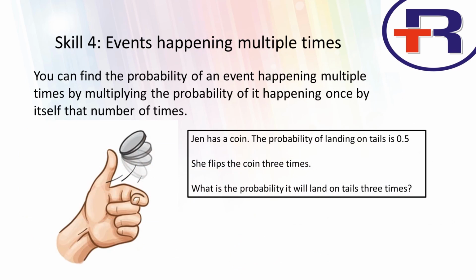What happens if an event happens more than one time? What happens if it happens multiple times? This is the fourth skill. You can find the probability of an event happening multiple times by multiplying the probability of it happening once by itself, that number of times. That's the key thing to remember. By itself, that number of times. So looking at this example here, Jen has a coin. The probability of landing on a tails is 0.5. She flips the coin 3 times. What's the probability that it will land on a tail 3 times?